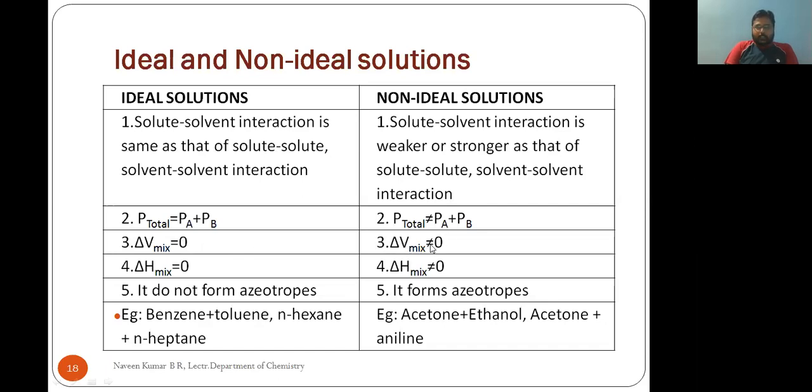Whereas in the case of non-ideal solution, delta V mix will not be equal to 0. Either it will be greater than 0 if the attractive forces between the solute and solvent are weaker, or delta V mix will be lesser than 0 if the attractive forces are stronger. Generally, weaker attractive force will make the volume expand a little. For example, if 10 ml and 10 ml of solute and solvent are mixed and it is 20.1 ml, then V2 is greater than V1, hence delta V will be greater than 0.